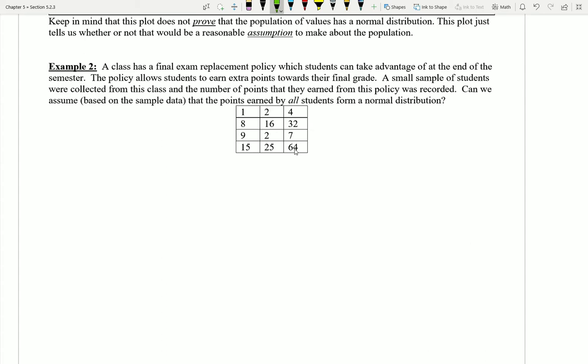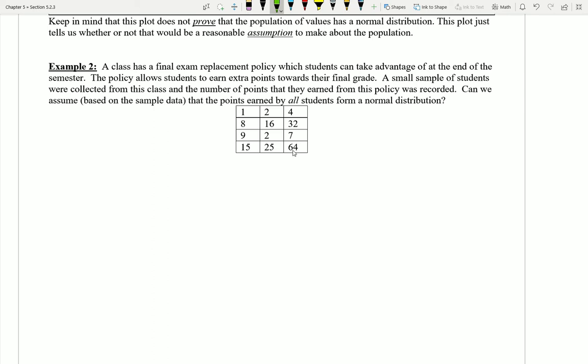Well, let's see. Can you go ahead and pause the video here, see if you can create a normal probability plot, and see if you can then reach a conclusion about what you can determine about the points earned by all students. When you hit unpause, you'll see me work through the solution.